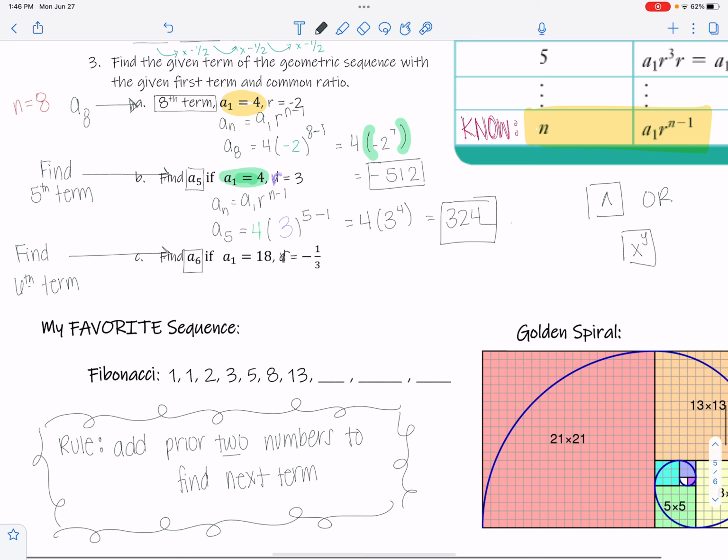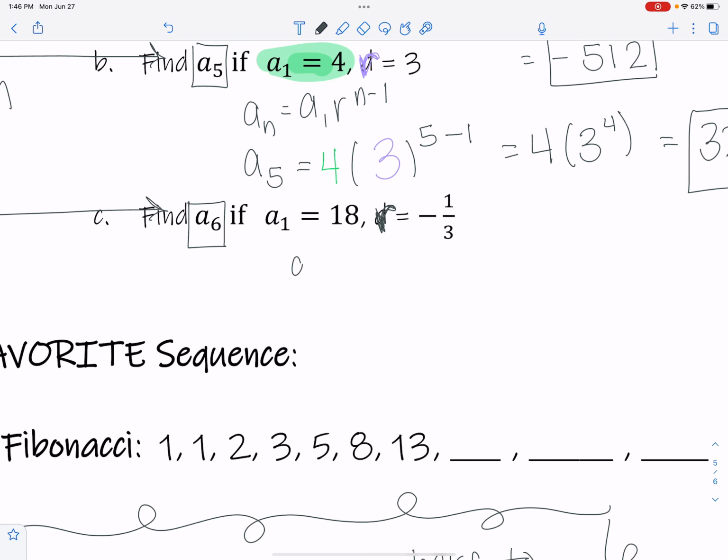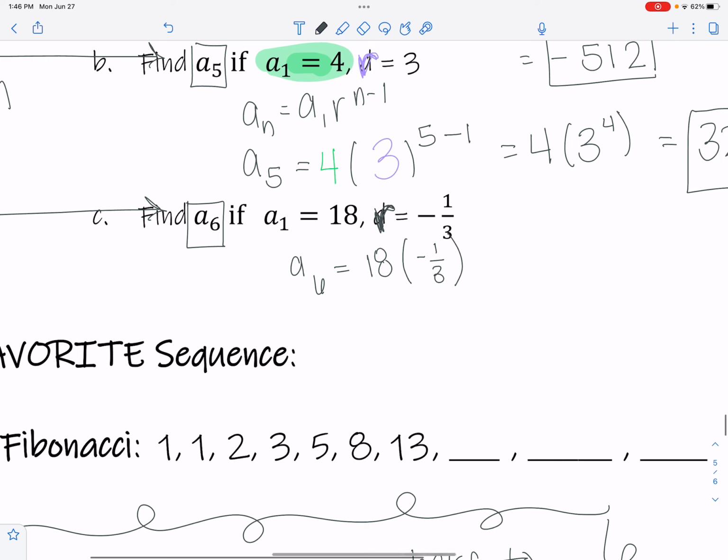All right, our last one, which should also say r. Our last one says find a sub 6 if a1 is 18 and r is 1 over 3. It's essentially saying find the 6th term of this. I'm going to use that same formula: a6 equals a1, which is 18, times r to the n minus 1. There's my formula filled in. Again, you want to simplify this exponent. So I'll have 18 times -1/3 to the power of 6 minus 1, which gives me 5.